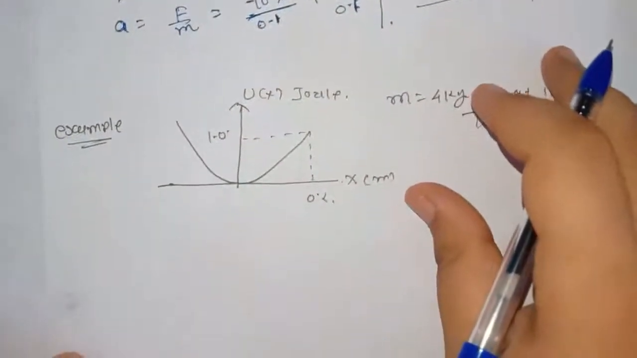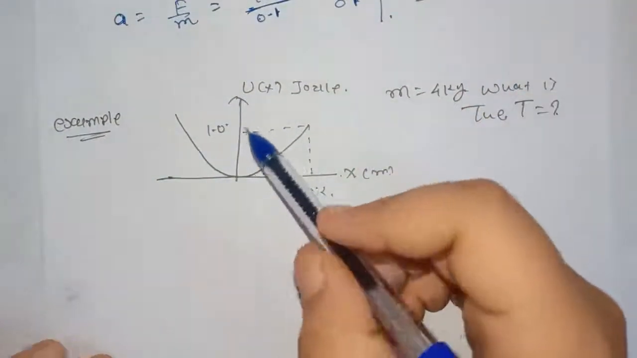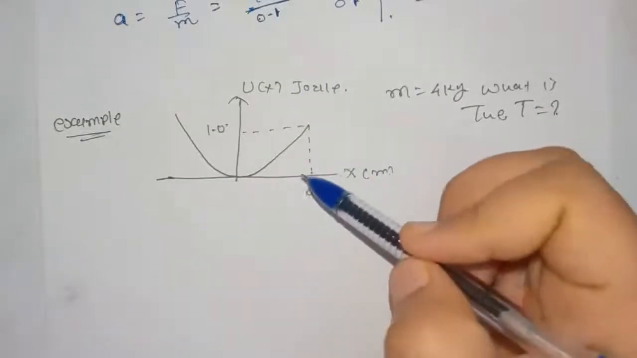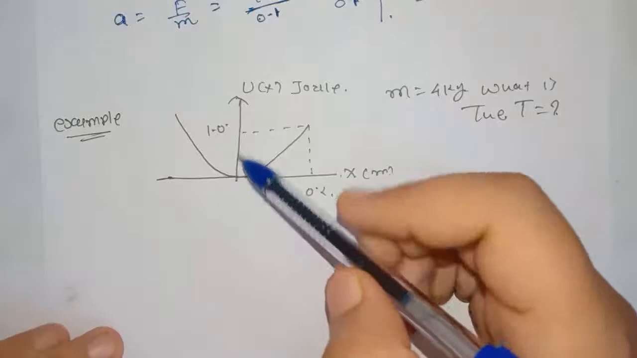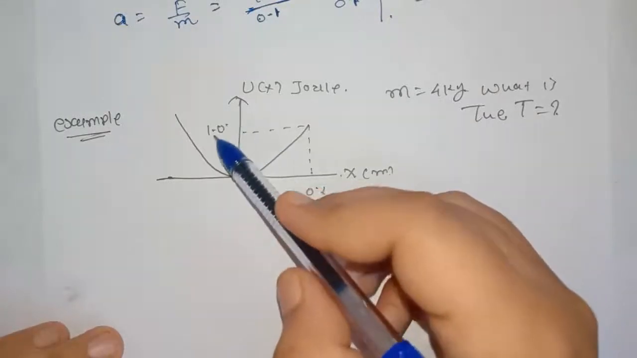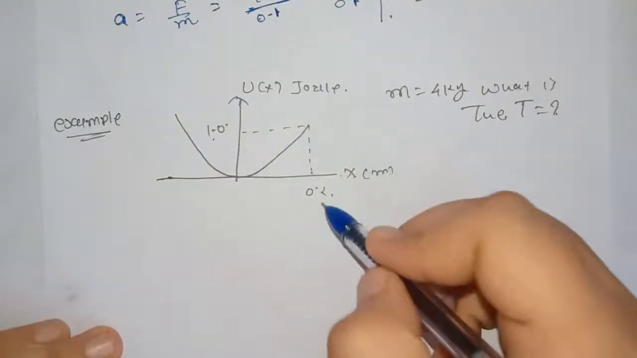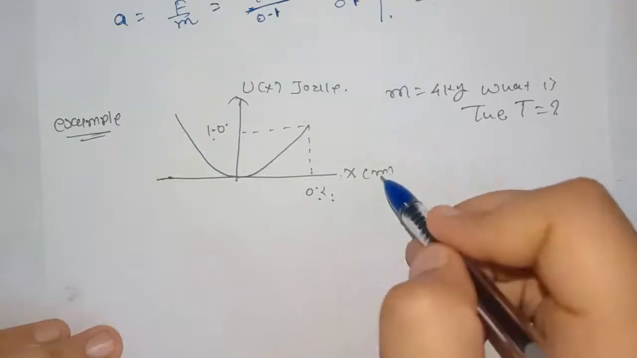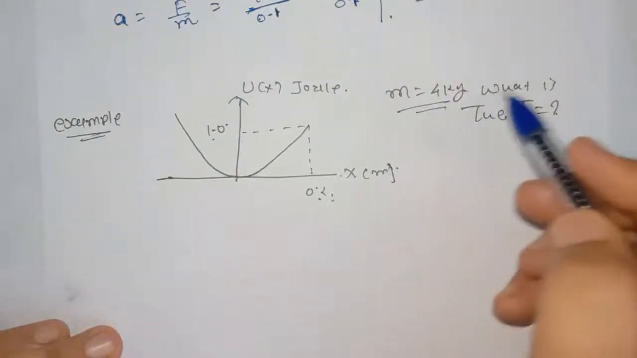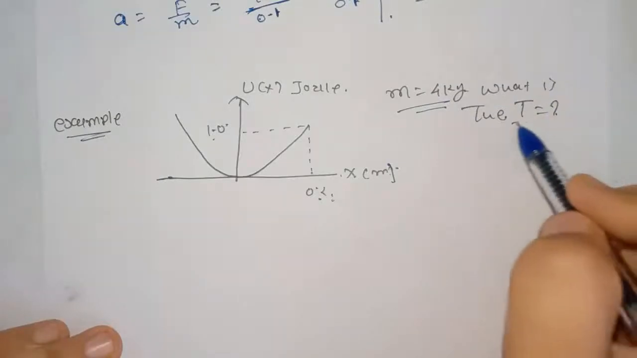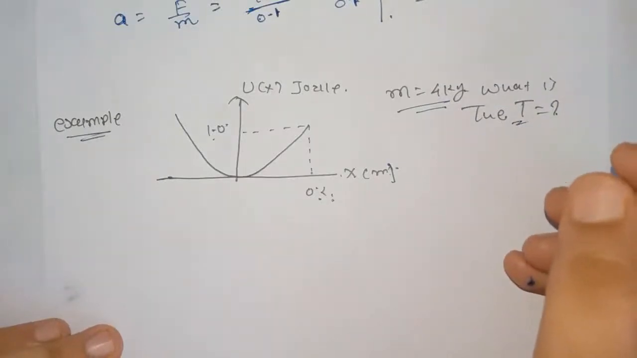In the next example, the variation of potential energy with position is plotted. From this graph, we can see the maximum potential energy is 1 joule and the amplitude is 0.2 meter. The mass of the object is given as 4 kg. We want to find the time period.